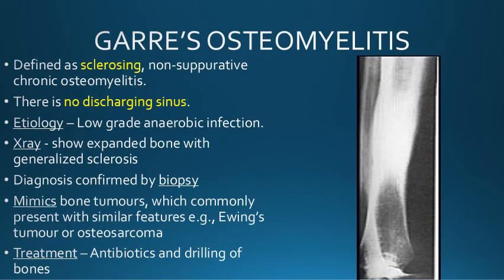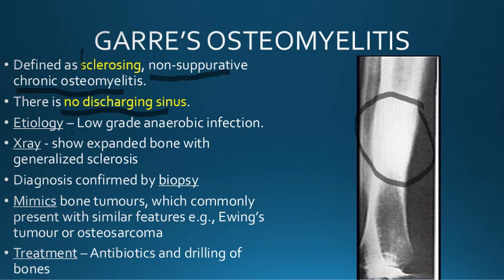Then coming to the special types of chronic osteomyelitis, that is Garre's and Brodie's. First we will look at Garre's osteomyelitis. The most important part is that it is a non-suppurative chronic osteomyelitis. There is no formation of pus, and it's a sclerosing type of osteomyelitis. As you can see on this X-ray, the whole bone is sclerosed. There is no formation of pus, there is no discharging sinus, but there is full sclerosing osteomyelitis seen on the X-ray. Its etiology is low-grade anaerobic infection.